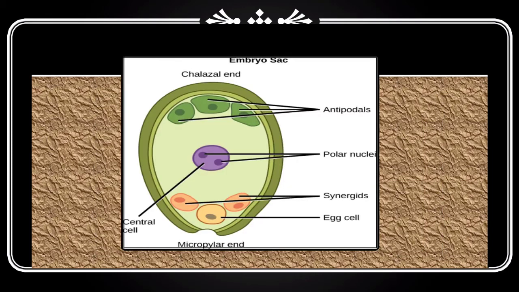So here is a diagram of the embryo sac. It consists of a total of 7 cells, 3 in one corner, 3 in the opposite corner and 1 in the center. The center cell has 2 nuclei and these are known as the polar nuclei.